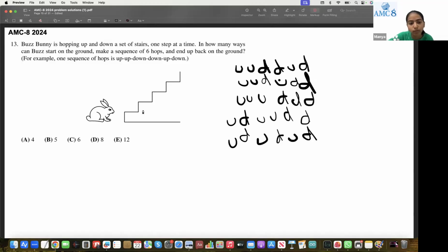There's up, so we can move two ups, two downs, one up, and one down, which can work. The first way. The second way would be moving two up, one down, one up, and two down, which can also work. The third one would be moving two up, three up and three down, which can also work. And the fourth one could be up, down, up, up, down, down, which can also work. The fifth one should be up, down, down, which can also work. Meaning that there's 5 ways to do this, and that gives our answer choice B.